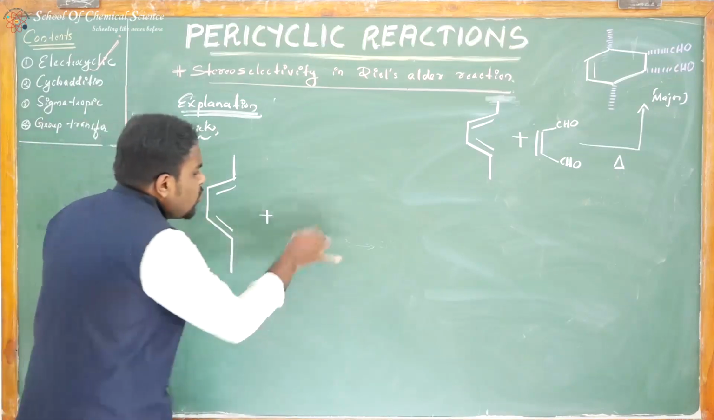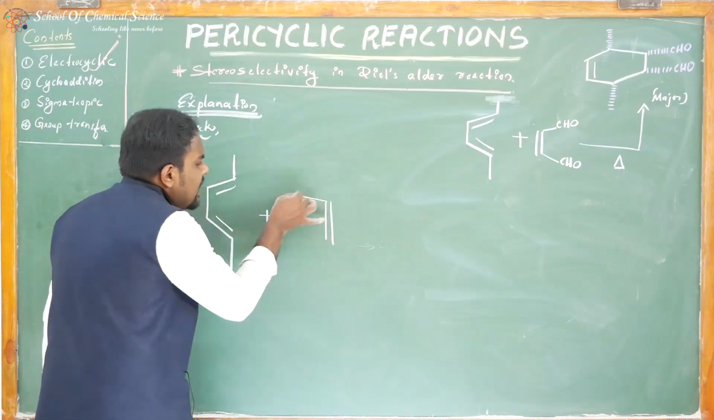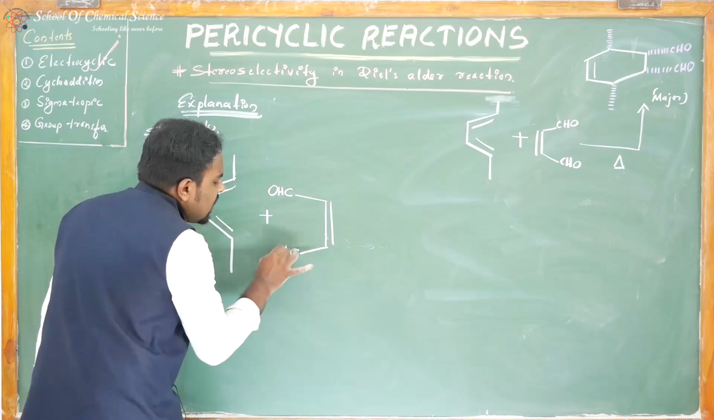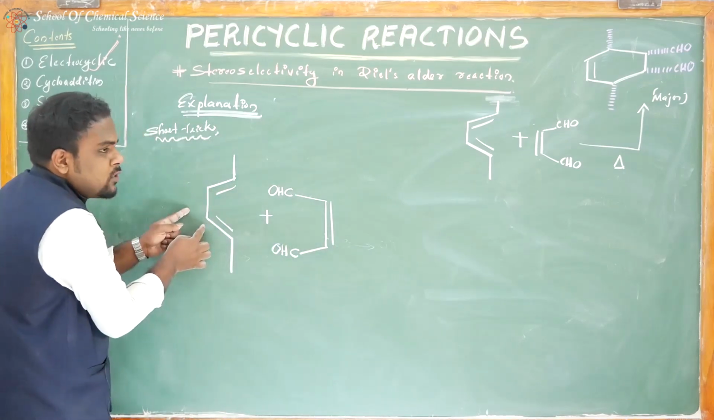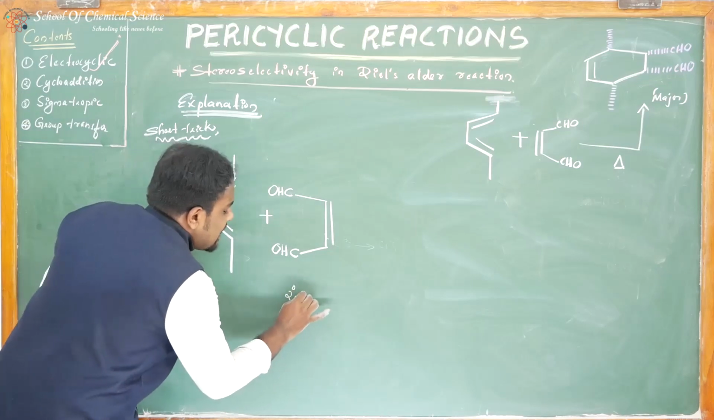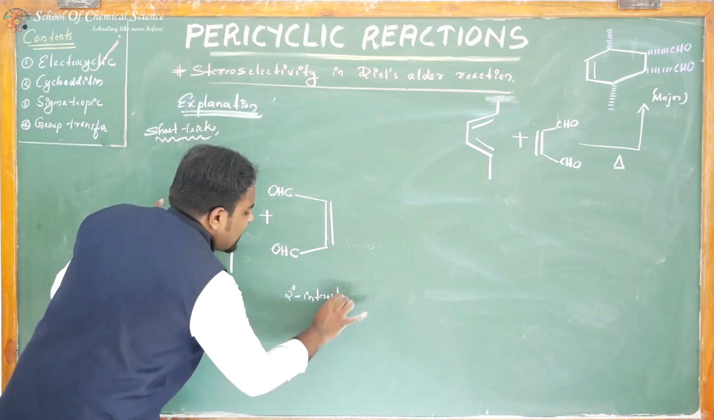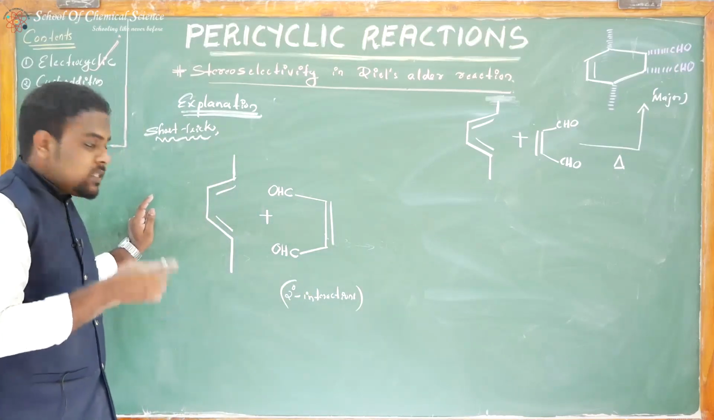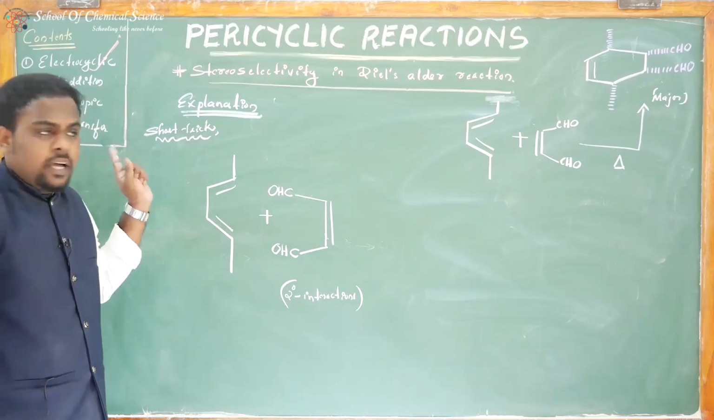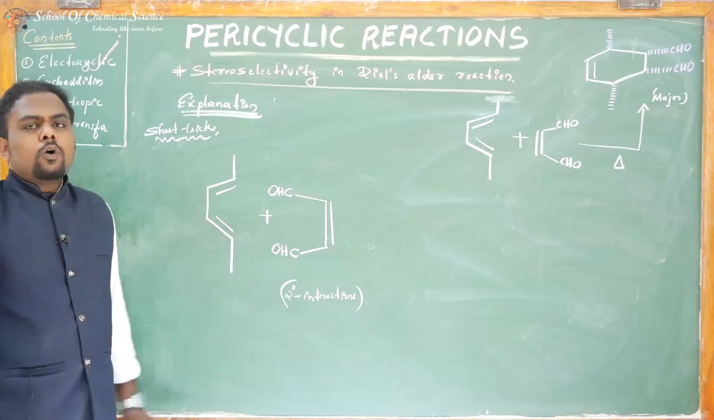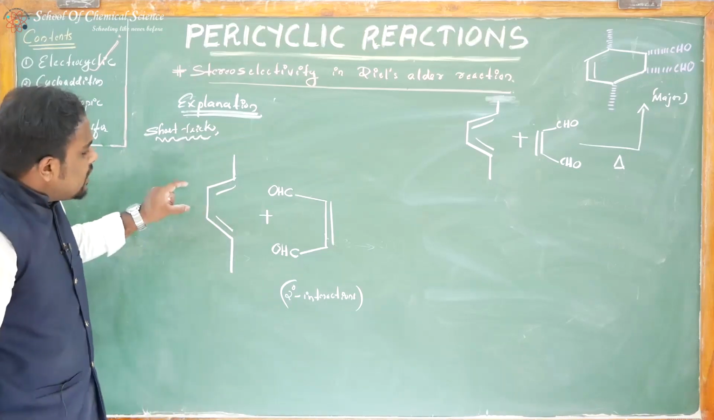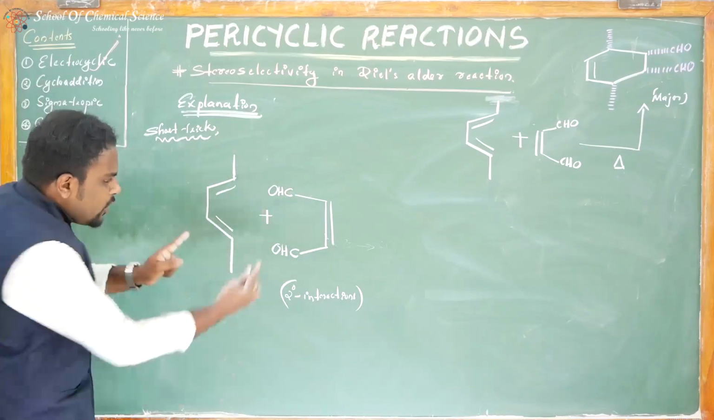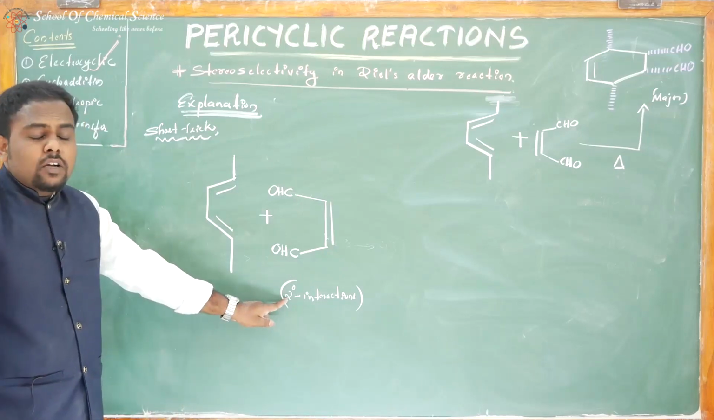The electron withdrawing group must be close to the diene, because when the electron withdrawing group is close to the diene, secondary interactions will be favorable. That is very favorable for the formation of the cyclic product. So you can draw the two reactants in this fashion. Remember, the electron withdrawing group must be close to the diene because of secondary interactions.